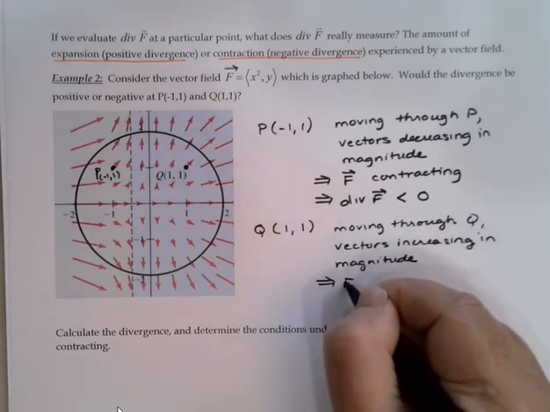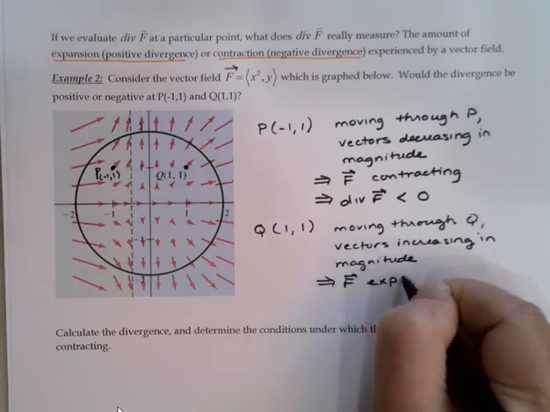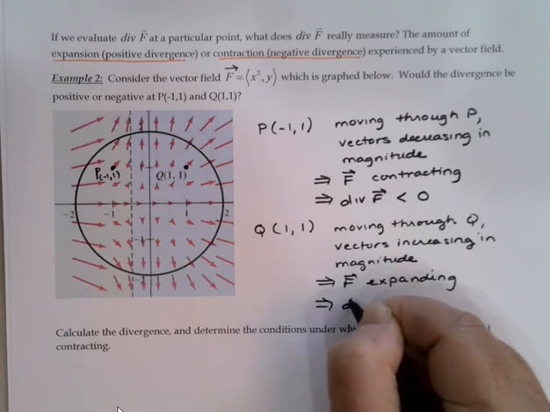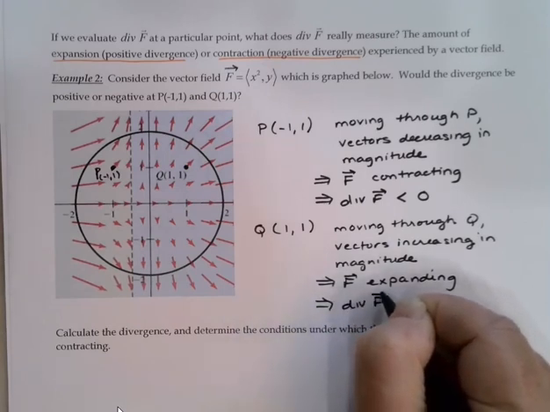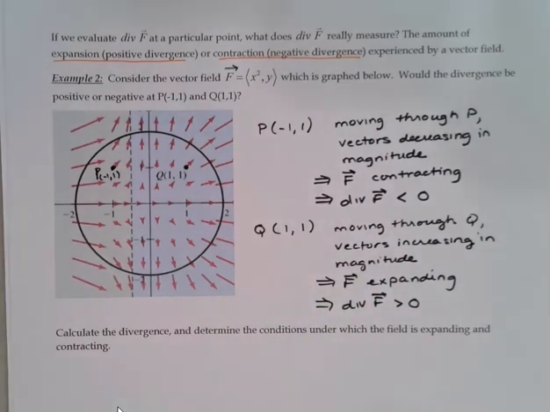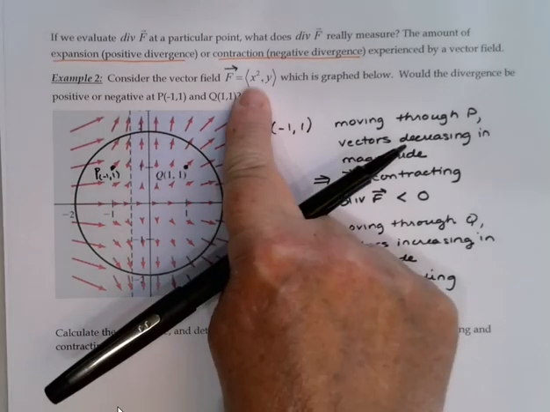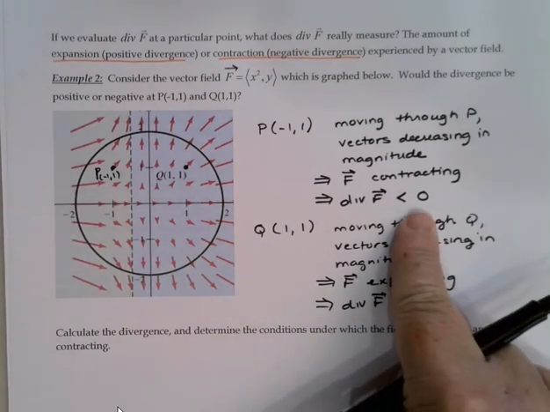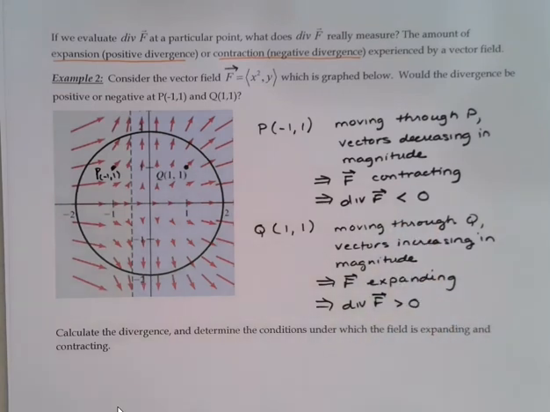So again, we say F is expanding. And when that happens, the divergence of F should be positive. All right, so having made those predictions based on the geometry, let's actually calculate the divergence for that vector field. And we'll plug in the values for P and Q, the x and the y, and figure out if we do get a negative divergence at P and a positive one at Q.